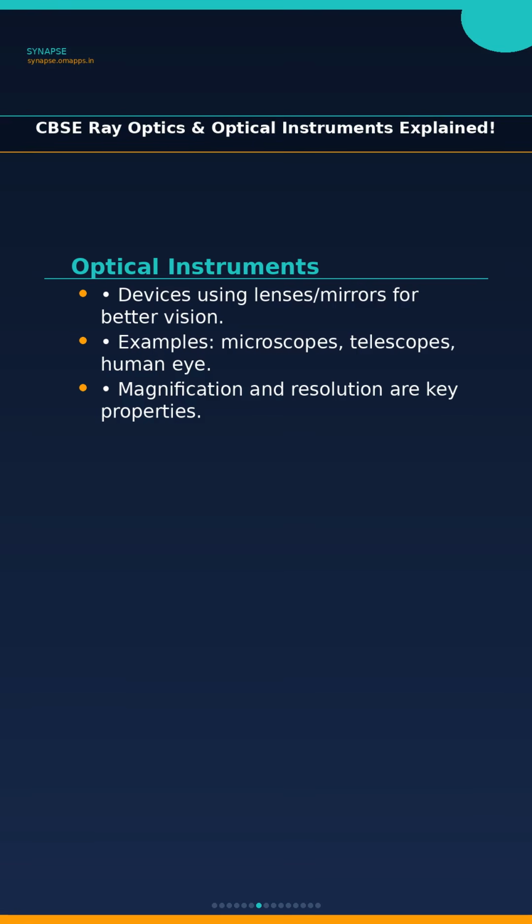Optical instruments are devices that use lenses and mirrors to help us see things better. Think microscopes, telescopes, and even our own eyes. They rely on the principles of ray optics.